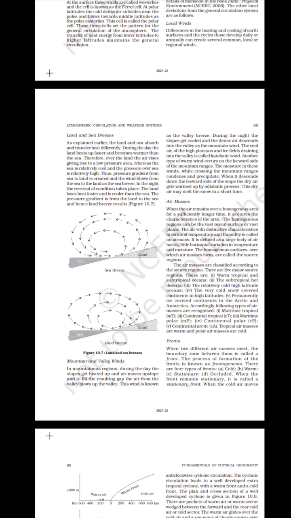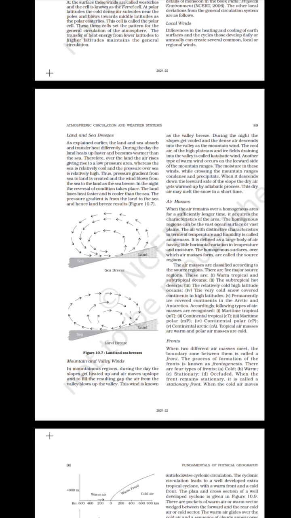Another type of warm wind occurs on the leeward side of the mountain ranges. The moisture in these winds while crossing the mountain ranges condenses and precipitates, and when it descends down the leeward side of the slope, the dry air gets warmed up by adiabatic process. This dry air may melt the snow in a short time.